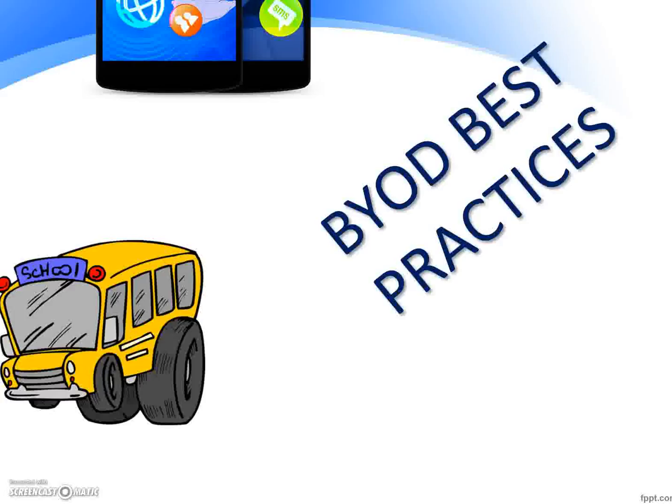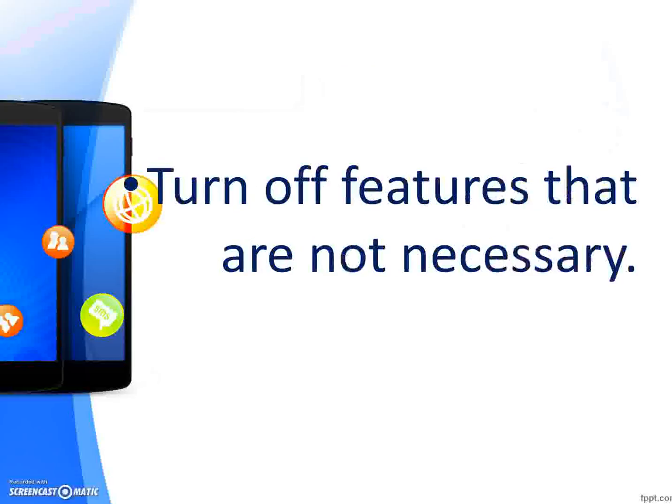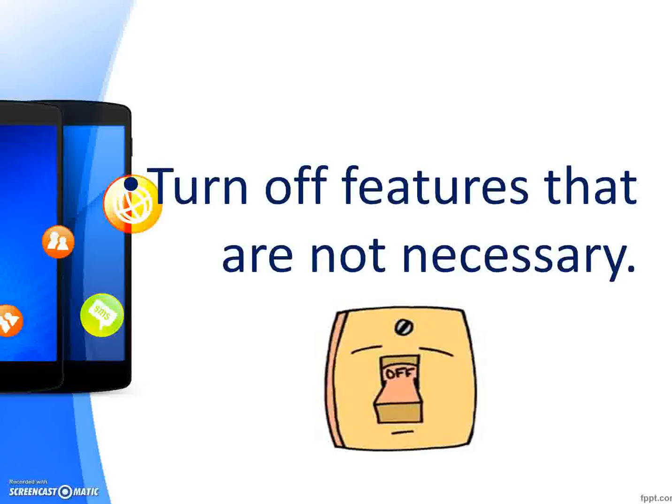There are several steps that should be taken by school systems when considering BYOD, and these policies should be implemented. First, it is necessary to turn off all features that are not necessary. Doing this saves bandwidth if you're using the wireless access points that are in your school district, and it also saves students who are utilizing their personal data plan.